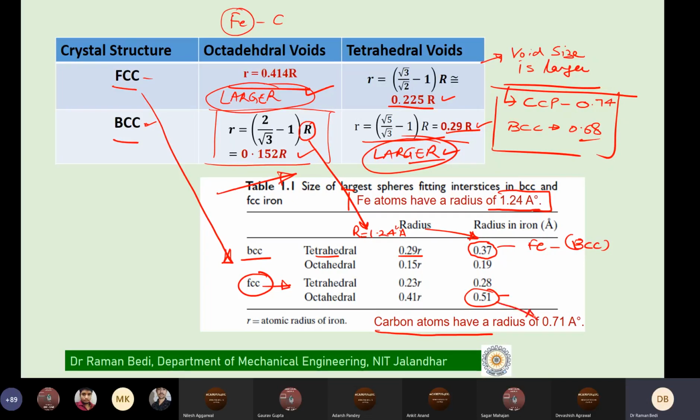And when I compare it with the atomic radius of carbon, we find carbon atoms have an atomic radius of 0.71 angstrom, which is actually higher than both the values. Is that right? Are you able to get how these values are calculated? Yes, sir. We have just substituted the value of R as the radius of iron atom, 1.24 angstrom, and that is how you calculate the small r, that is the radius of the smaller atom which can be accommodated in these voids.